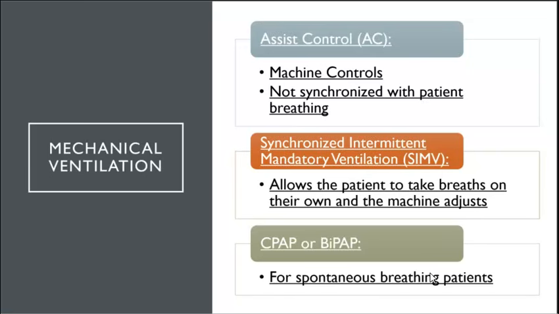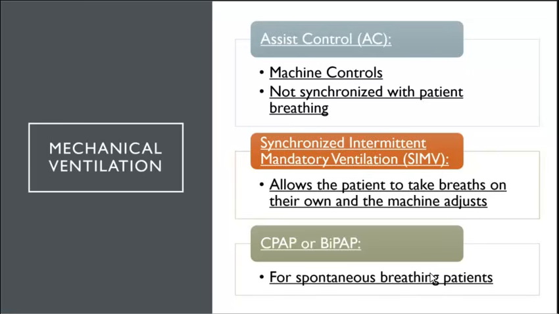So your types of ventilators, you have assisted control, you have your AC ventilator. This is the one that you typically see in the hospital. So the machine is controlling everything. It's not synchronized with the patient at all. It is doing all of the work, 100% of the work. Then you have your SIMV. It's synchronized intermittent mandatory ventilation.